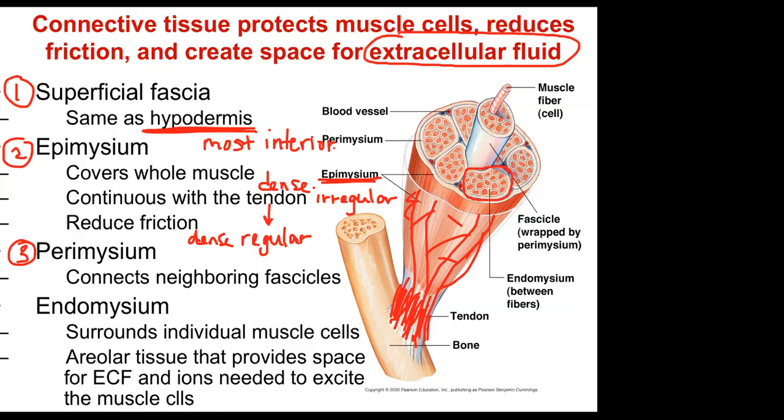So I'm over here highlighting that here. Peri, of course, meaning perimeter. So this is making the perimeter around the individual fascicles. So this helps hold the fascicles together and provide some protection there.